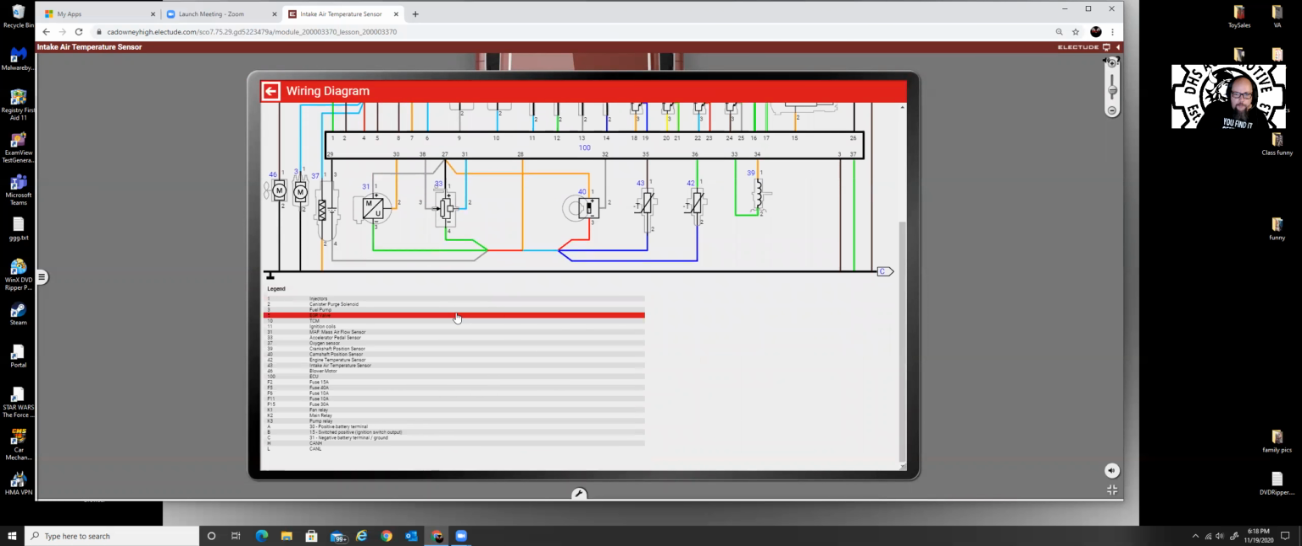And it said, look at my legend. That's what this is down here. So it tells you the details that relate to all these little numbers. I'm looking for my intake air temperature sensor. It says number 43.